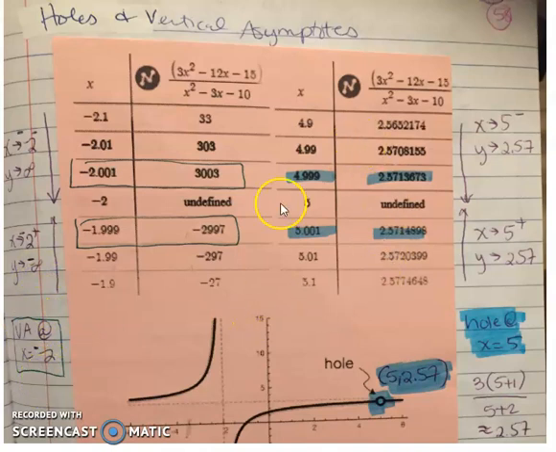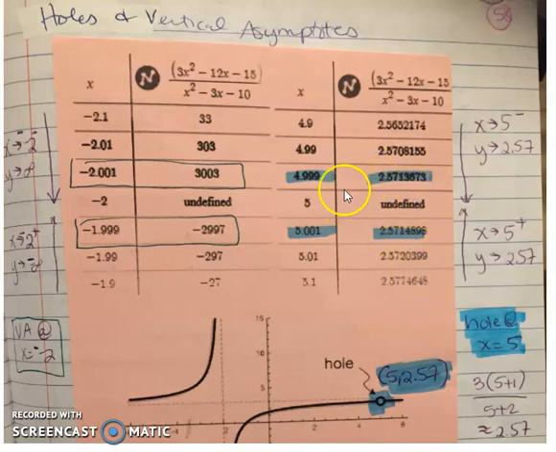Now, let's see what's happening in our table around x equals 5 instead. I'm going to plug in numbers to the left, 4.9, 4.99, 4.999. I'm going to plug in numbers to the right, 5.1, 5.01, 5.001. Now, if you look at these y values, all of them seem to be hovering around about 2.5. They're not jumping up significantly on the left and right like they did with my vertical asymptotes. They actually look like they're getting closer and closer to a number. We've got 2.56, 2.570, 2.571, and the same thing on the right-hand side.